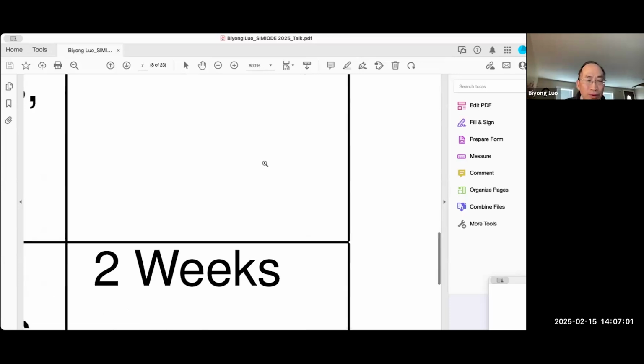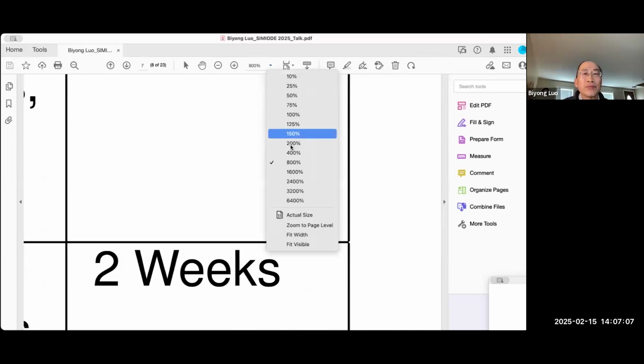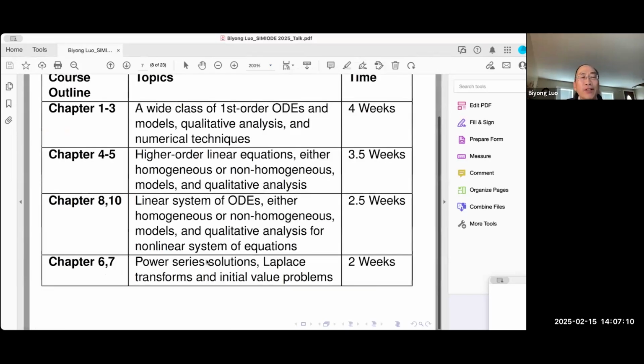That's power series solutions and Laplace transforms and initial value problems. Usually this part is put at the end, and if time permits, we will cover power series solutions, but for sure, we will cover Laplace transforms and initial value problems.